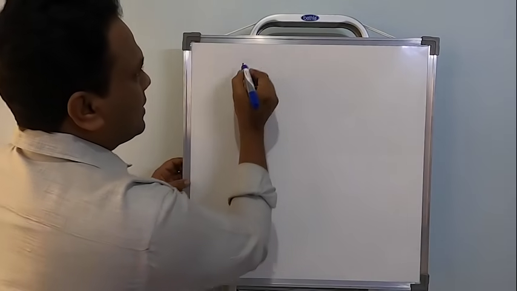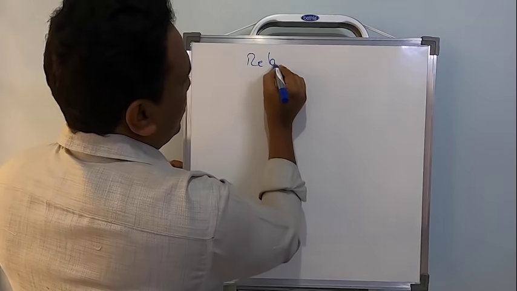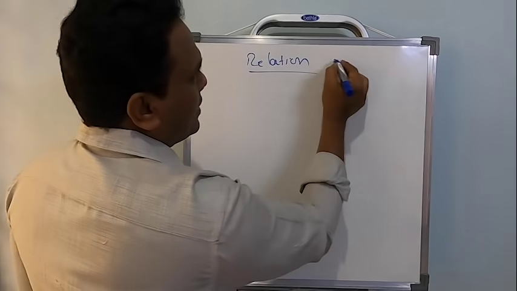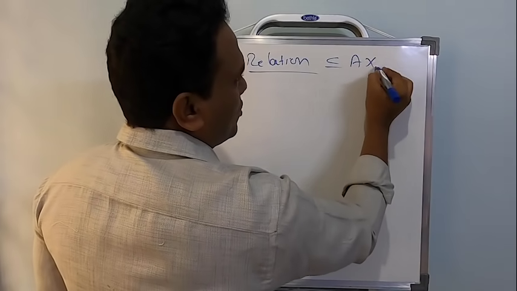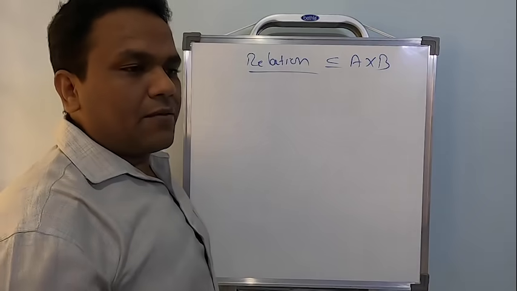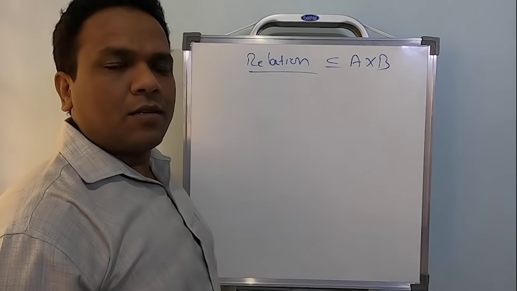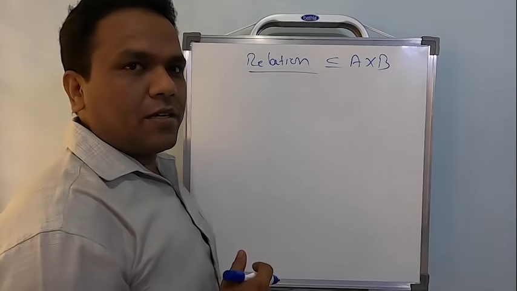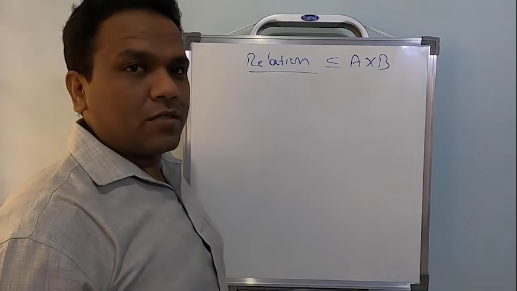So the first thing I said, what is a relation? Simply, a relation is a subset of the Cartesian product of two sets. That's the basic definition that we needed. Then after the definition we studied something called the domain of a relation and the range of a relation. Then after that we studied what the types of relations are.